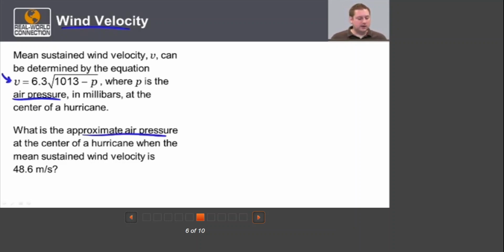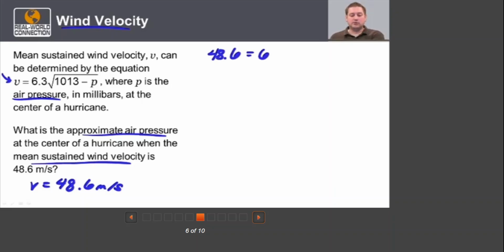So what's the approximate air pressure? So we're looking for p. At the center of a hurricane, the mean sustained wind velocity v is equal to 48.6 meters per second. So let's plug that into our formula. So I have 48.6 is equal to 6.3 times the square root of 1013 minus p. As I go through this solving, we're going to end up with decimal values that we have to round on the screen. But keep in mind, you don't want to round any of these values until the very end. So use the exact values as much as possible.